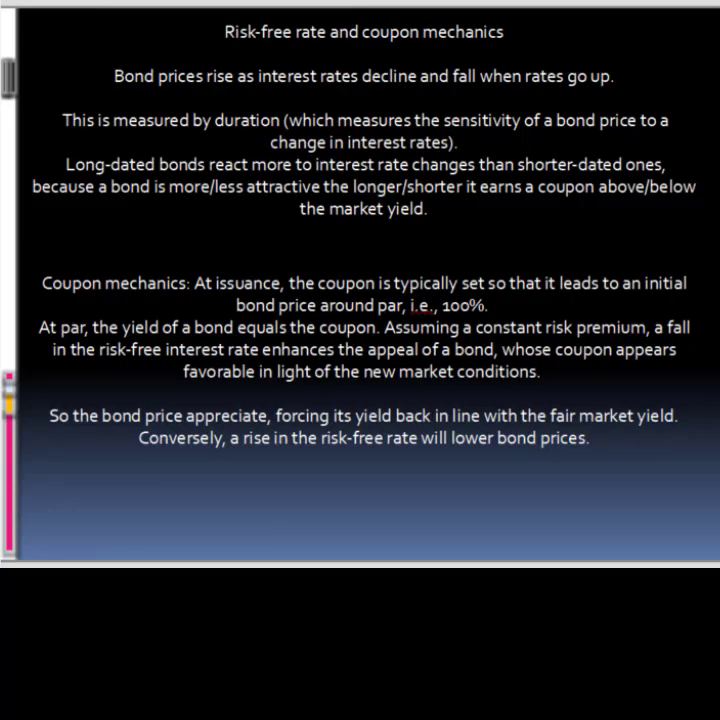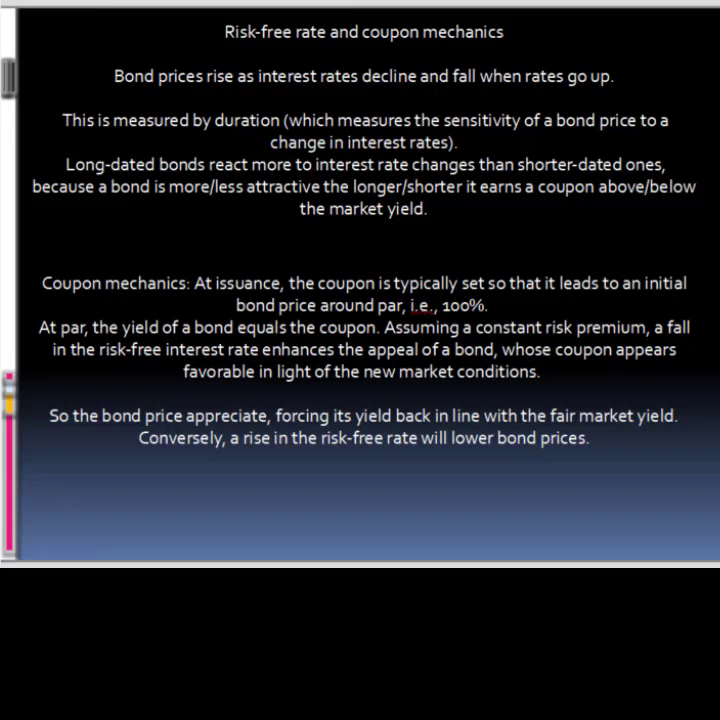So basically bonds are about the risk-free rate and coupon mechanics, because we need to understand that if a government goes bankrupt, the likelihood of this happening is very low in comparison, for example, to a company. That's why, for example, US bonds are considered risk-free, because the chance of America going bankrupt is very low in comparison with a corporate like ExxonMobil or Apple.